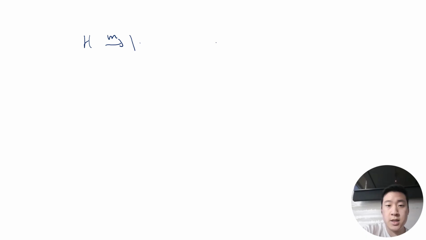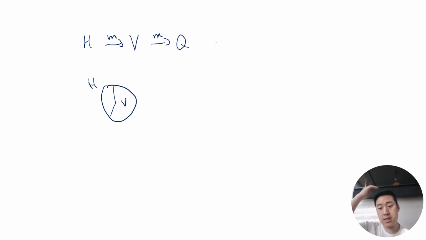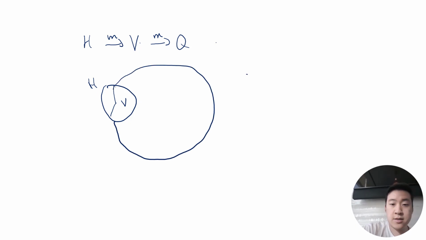Most H's are V's, most V's are Q's. Okay, so let's say we have something like this. What would we need to change? Well, remember we said the reason why we can't make an inference is because V could be way larger than H. That's really what it comes down to. So let's say this circle here represents all of V.